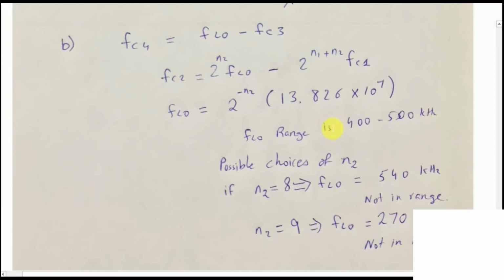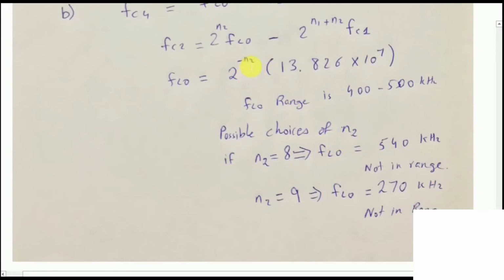So the possible choices are that you set this n2 over here to be 8. So if you set n2 equal to 8, if you simplify this expression, then that would be actually giving you 540 kilohertz, which is beyond our permissible range, that is 400 to 500 kilohertz. So n2 cannot be 8. Thus we need to reduce this.